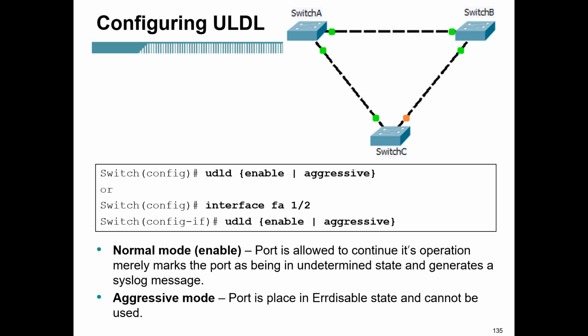So configuring UDLD is a global configuration, and you can go to global configuration, UDLD, either enabled or aggressive, or you can enable it per interface. And again, navigate to that interface, UDLD, enabled or aggressive. Normally, with enable, the port is allowed to continue its operation and merely marks the port as being in an undetermined state and generates syslog messages. While in aggressive mode, the port is placed in error disabled state and cannot be used. So there are different states depending on the options that you want.